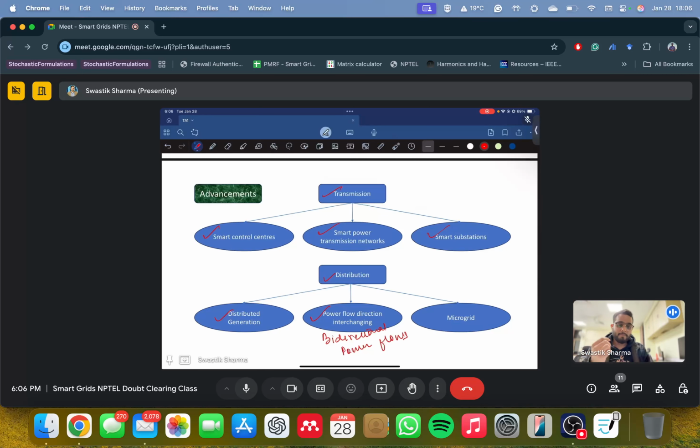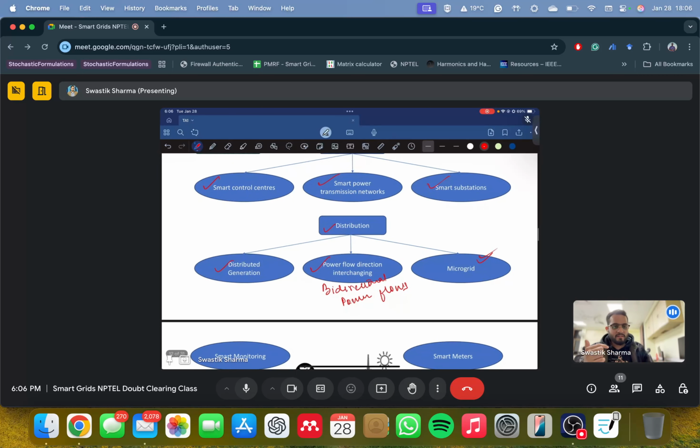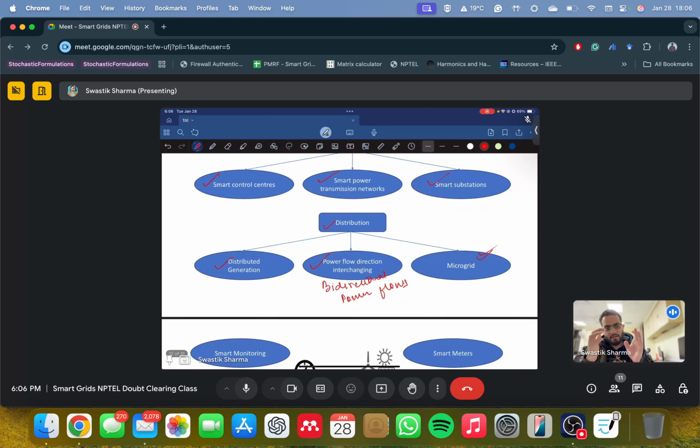And you also have the concept of a microgrid. So what is a microgrid? It is a system which can provide the energy needs as a standalone, and also by being connected to the grid.